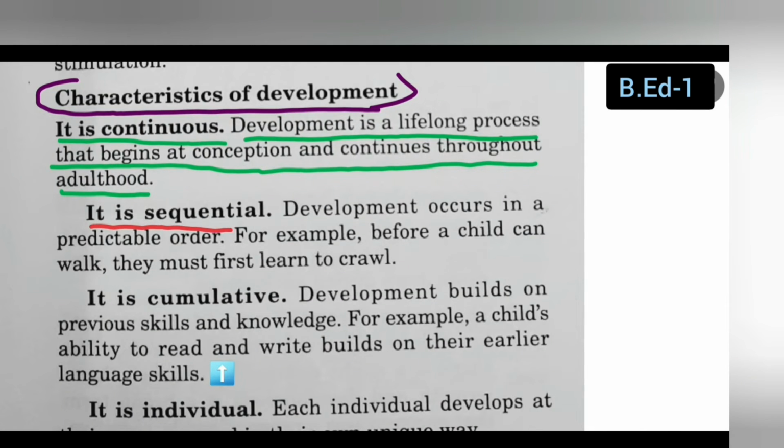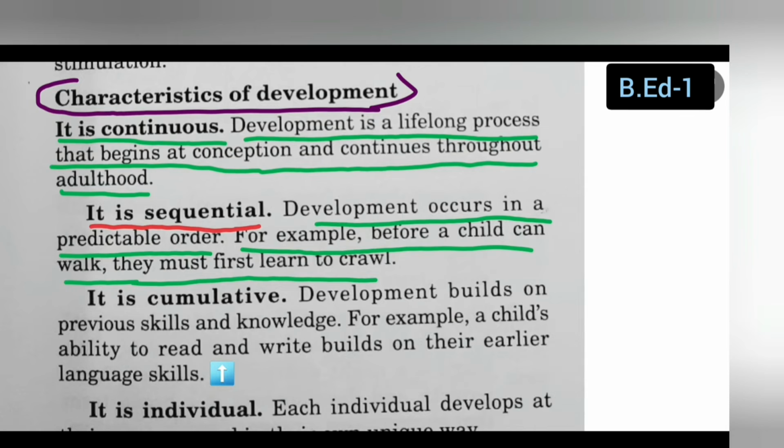It is sequential. Development occurs in a predictable order. It means that development occurs in a predictable order. For example, before a child can walk, they must first learn to crawl.